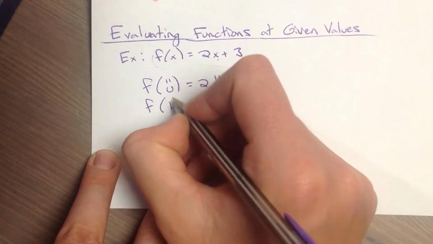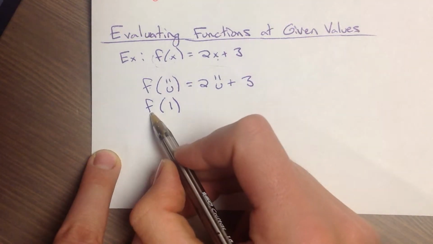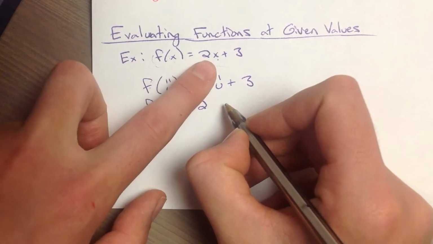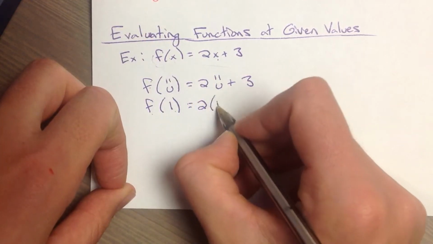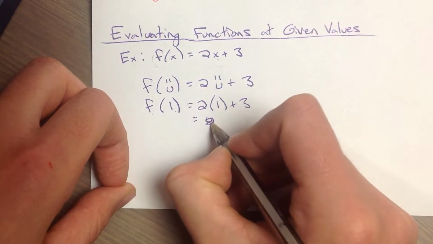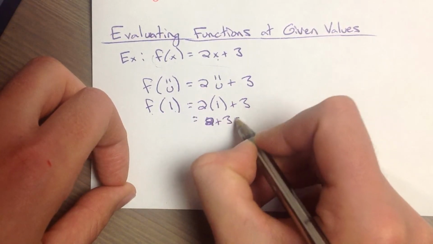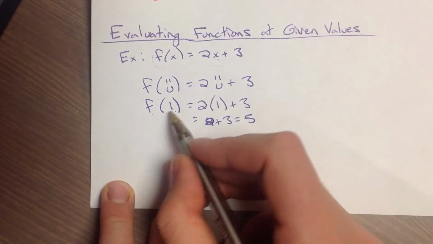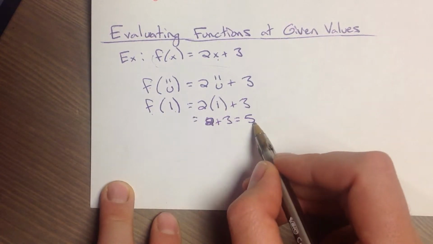Say I want to input 1. Well, function f evaluated at 1 is equal to 2 times what we input, 1, plus 3, or 2 plus 3, which equals 5. So f of 1 is 5.